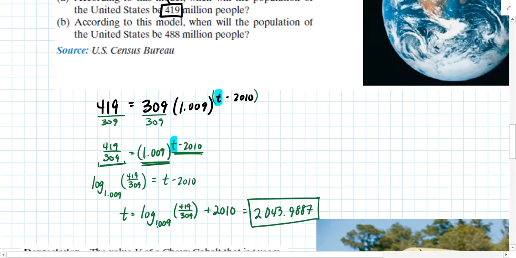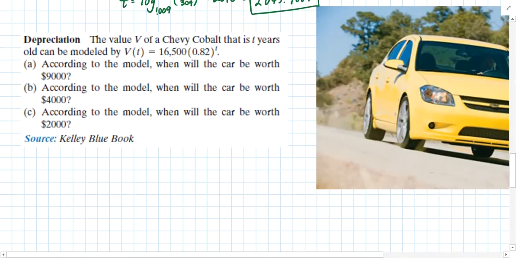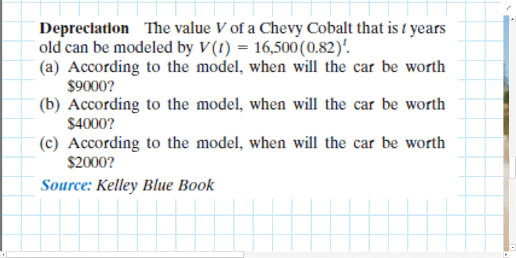Now you can do part B on your own. This time the population target is 488 million. And when you try part B on your own, don't just change the calculator to 488. I would suggest working through the entire problem again, just to make sure that you've got the technique down and that you can reproduce this on your own.